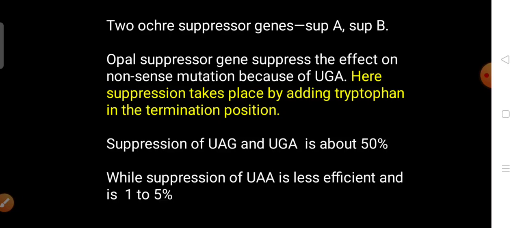Okay, so suppressor genes do exist for all the 3 termination codons which help in suppressing the effect of nonsense mutation. If we look at the percentage or frequency at which the suppression of nonsense mutation is brought about, suppression of UAG and UGA is about 50%, while the suppression of UAA termination codon is less efficient and is only 1 to 5%. So this is how suppressor genes help in suppressing the effect of nonsense mutation. So that is all about genetic suppression.